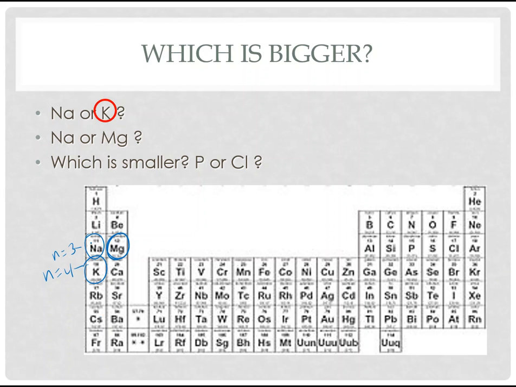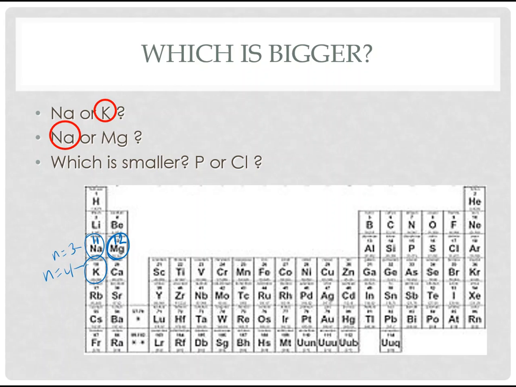If you think about it, sodium has 11 protons, whereas magnesium has 12 protons. That additional proton pulls in the electrons just a little bit, so it's going to be slightly smaller than sodium.